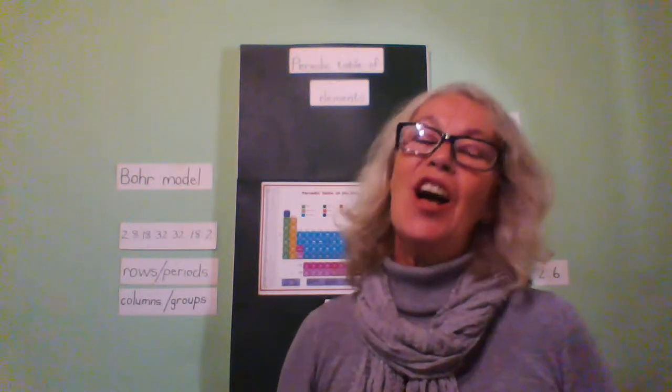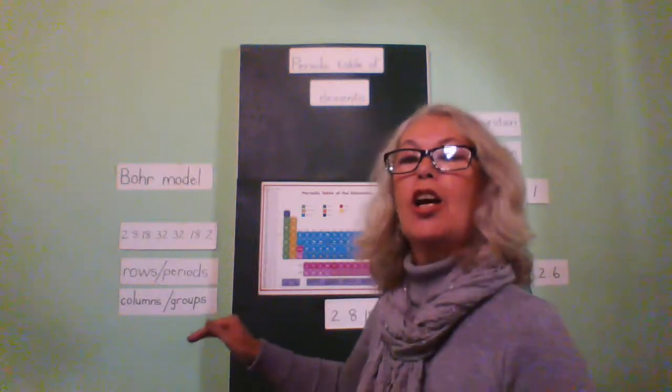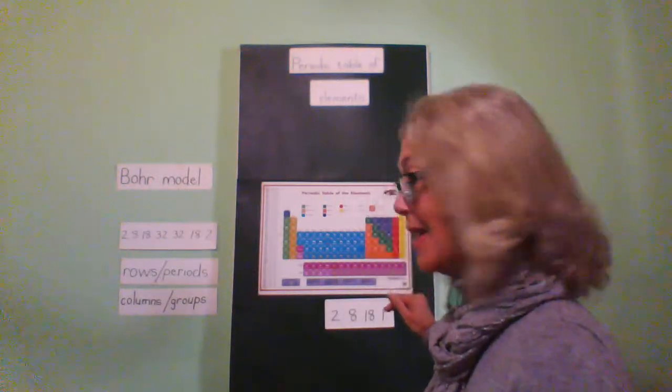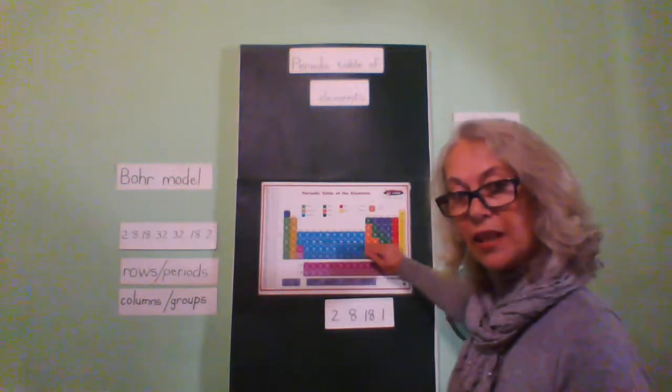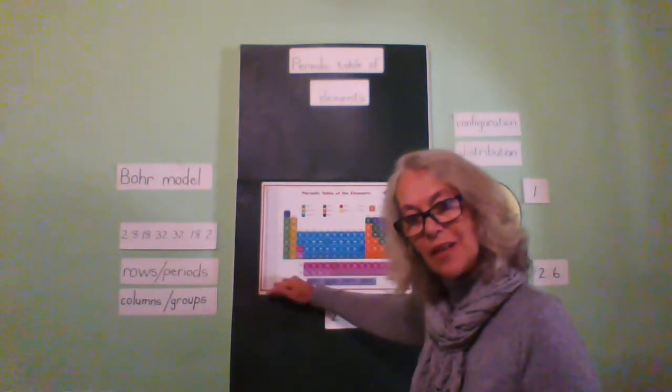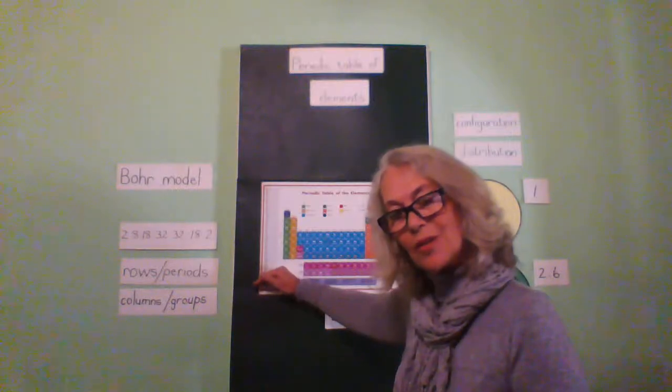Okay, I hope you understood. I hope you can rewind if you're not sure, but take it one step at a time. Remember, columns, rows, all right? Columns are also called groups. Rows are called periods. And we know there are 7 because there's 7 energy levels.